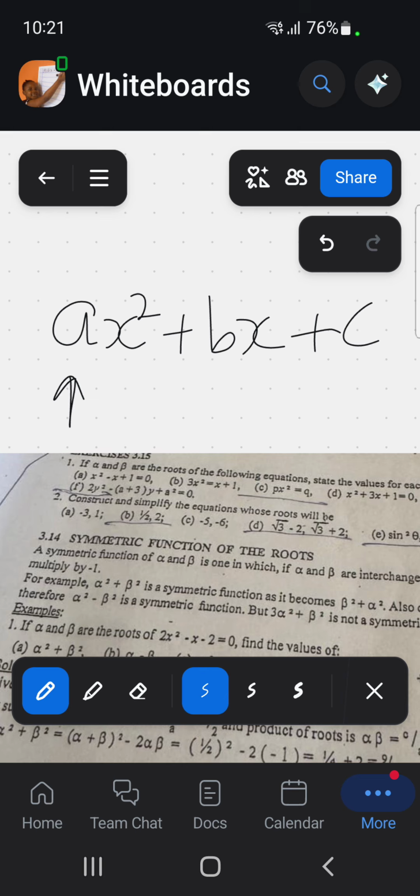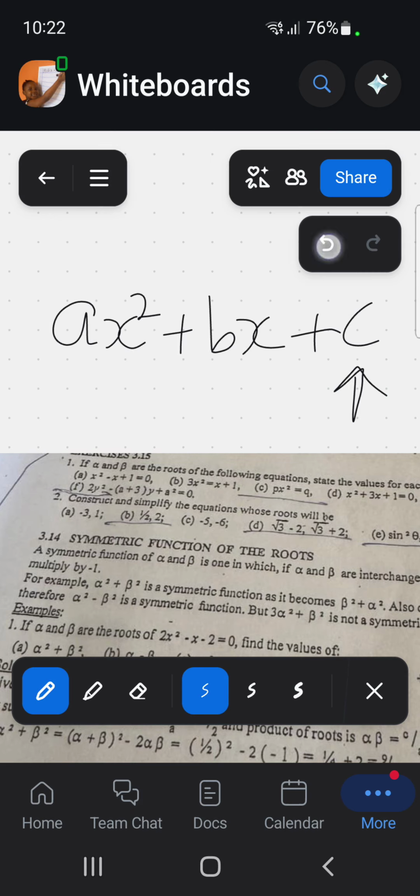Please pay attention to that. Whenever you don't see a number, it means there's a 1. So that a is called the coefficient of x squared. Now, the b is the coefficient of x. And in case you don't see any number by that x, that means it's a 1. Please don't forget that. Then c is the constant.